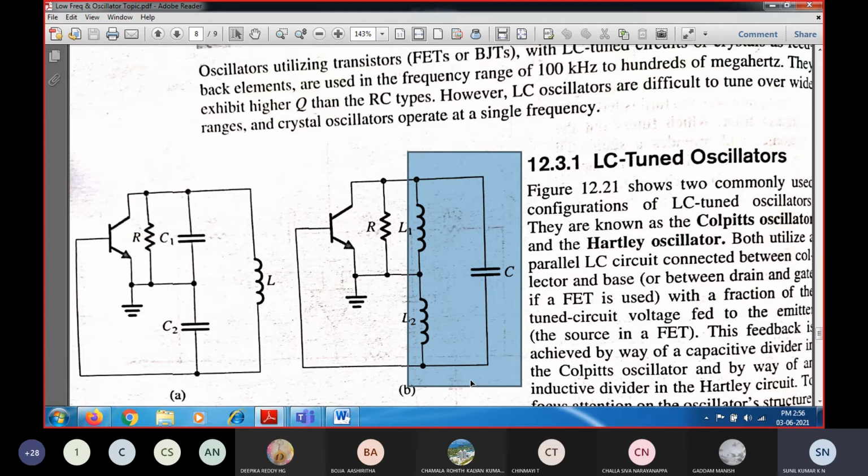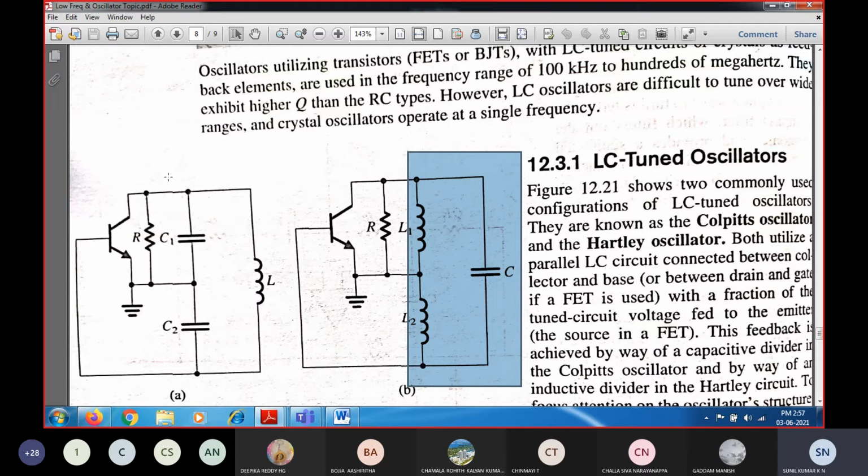So when you have inductor and capacitor in the feedback path, the frequency of operation will be very high. You get oscillation frequencies from 100 kilohertz to a few hundreds of megahertz. Because of that, the LC and crystal type oscillators operate at a higher frequency range. At the same time, we are going to look at the value of Q, the quality factor. In any type of oscillator with an LC circuit in the feedback, you are going to have a high Q factor.